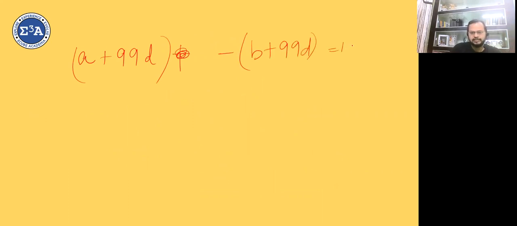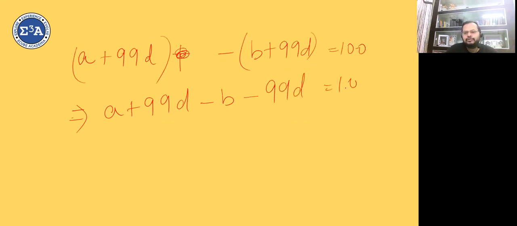Let's work it out. What will I write for a100? A plus 99d. Minus b100, which is b plus 99d. This is 100. Which implies that a plus 99d minus b minus 99d is equal to 100. So a minus b is equal to 100. This is what we get.